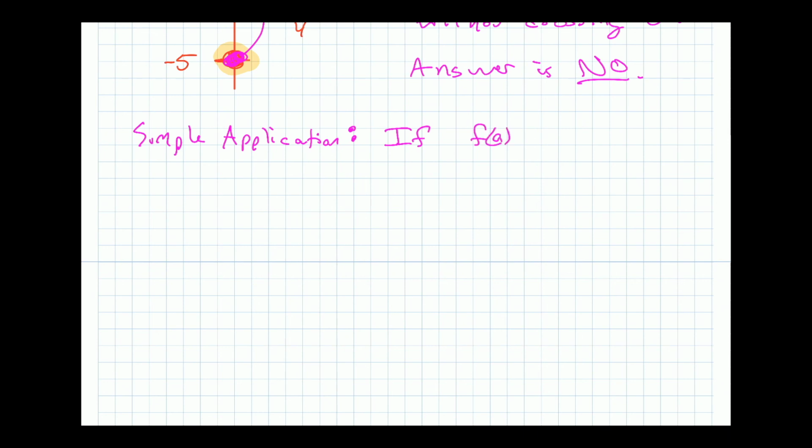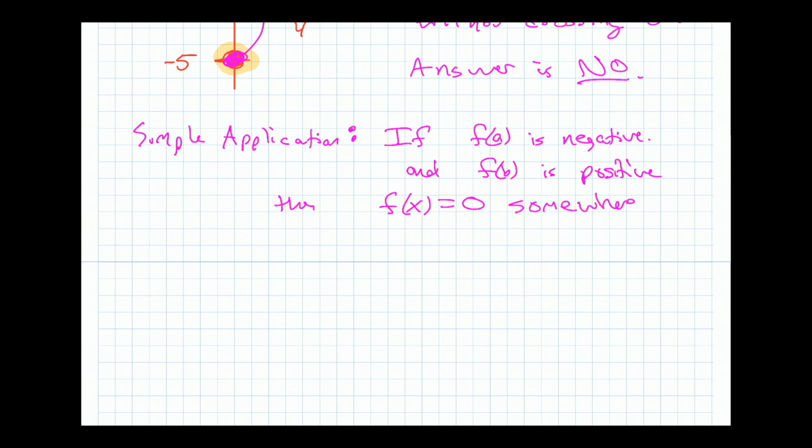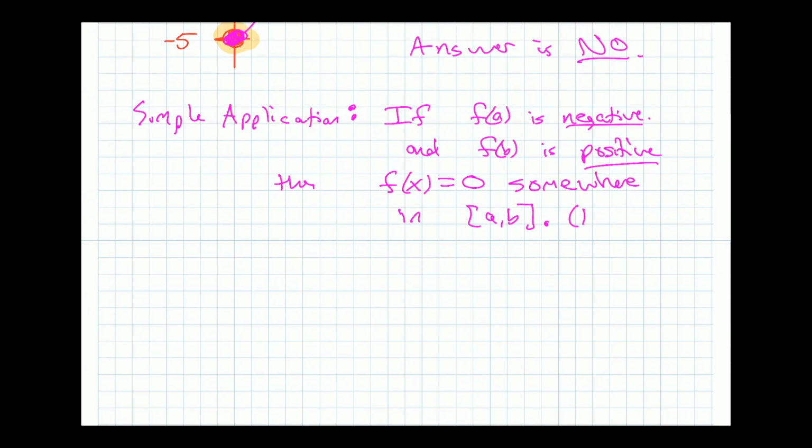If f of a is negative and f of b is positive, then f of x equals 0 somewhere. You don't know where, but somewhere in AB. Right? Because how do you get from a positive number to a negative number without going through 0? You don't. But that's only for continuous functions. For a continuous function f.